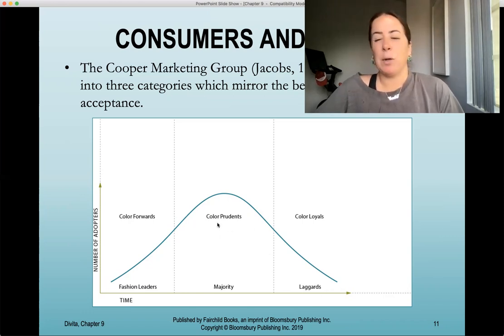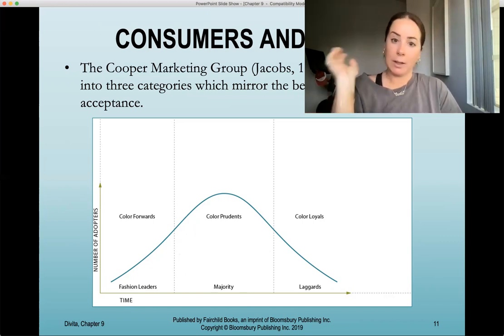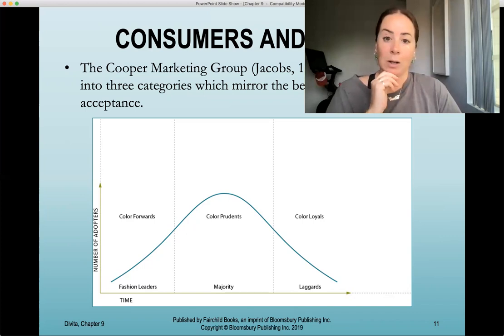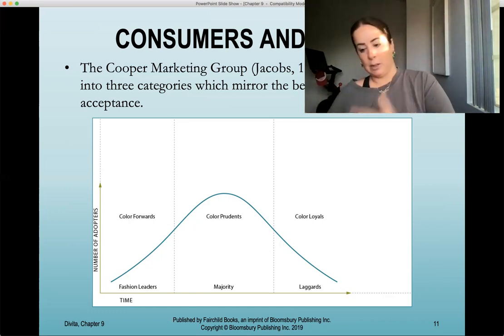So once everyone has moved on from a color palette, the fashion leaders are already partaking in a new palette. The laggards are starting to really enjoy this color palette, and they are called the color loyals. So as it's leaving, the number of adopters are lessening.